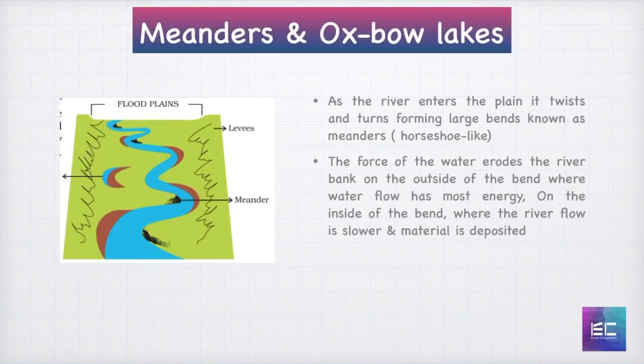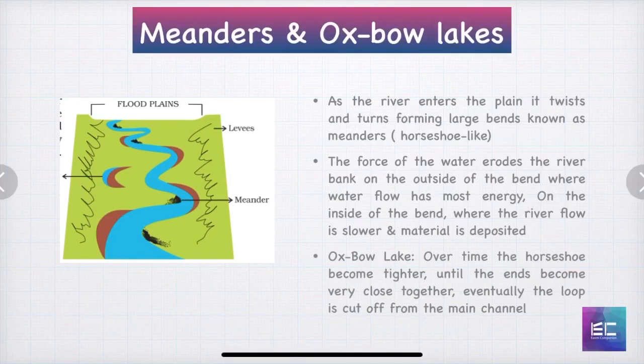So over time, the ends of these horseshoes come closer and closer, and eventually the loop is cut off from the main channel to form an ox-bow lake. So over time these bends keep on coming closer and closer, and when these bends join or become very narrow, the part of the river cuts off and forms an ox-bow lake, which is shown here. This is an ox-bow lake. I hope I am clear.